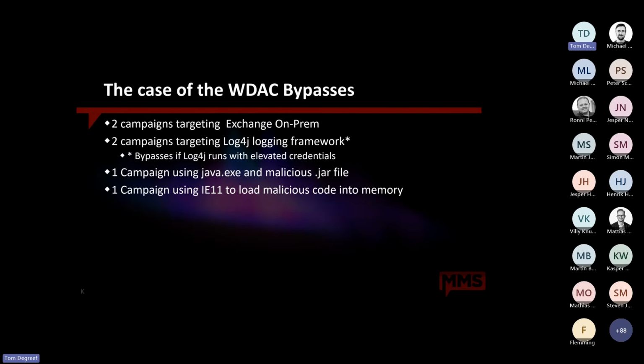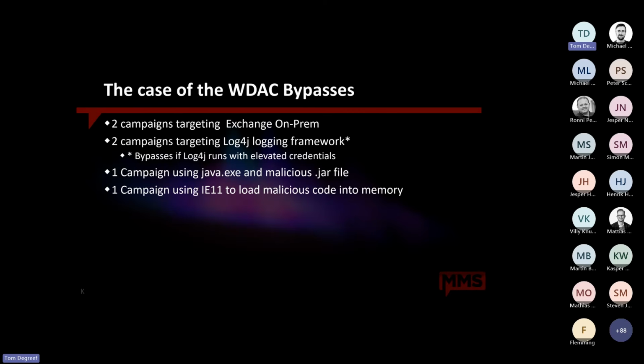So why are we not at 100%? Well, some of the reasons why we didn't get to 100% are that two of the campaigns out there target Exchange on-prem. So if you have Exchange on-prem, depending on how well it's patched and maintained, you could use it as a WDAC bypass. If you don't have that, and you use only Exchange Online, your security posture rises another few percent.